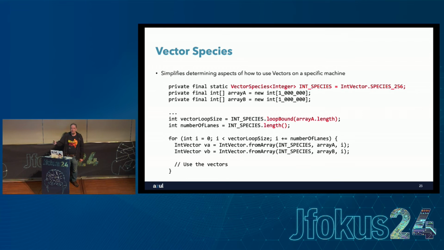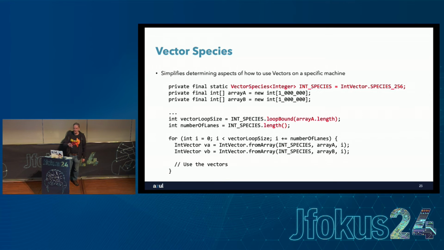And then the loop bound basically says: take the number of elements in our array and figure out how many iterations we need in our loop to move through all of those when we're using a stride of 8. So it's essentially just dividing the length of the array by the size of the register. But we have a method to do that, so it makes it more portable and easier to use.